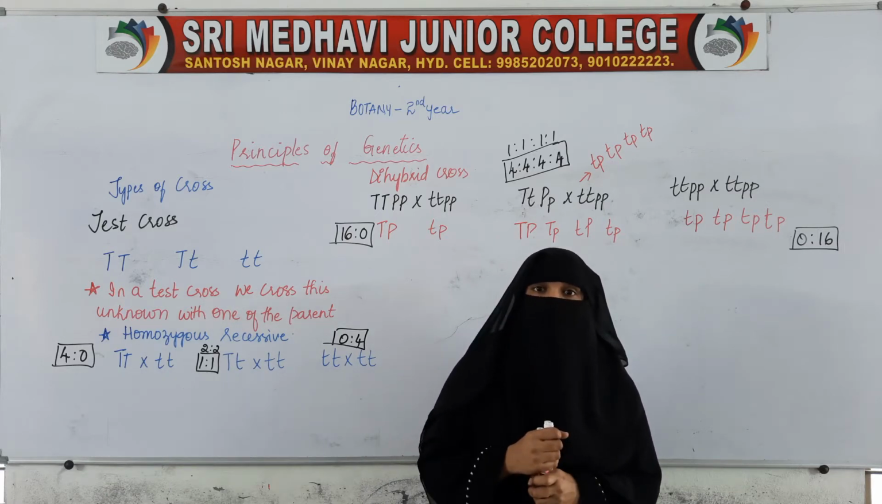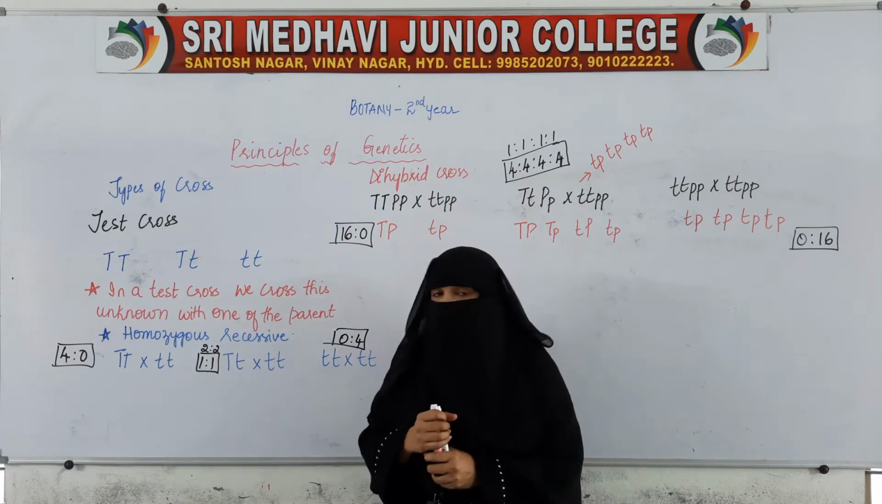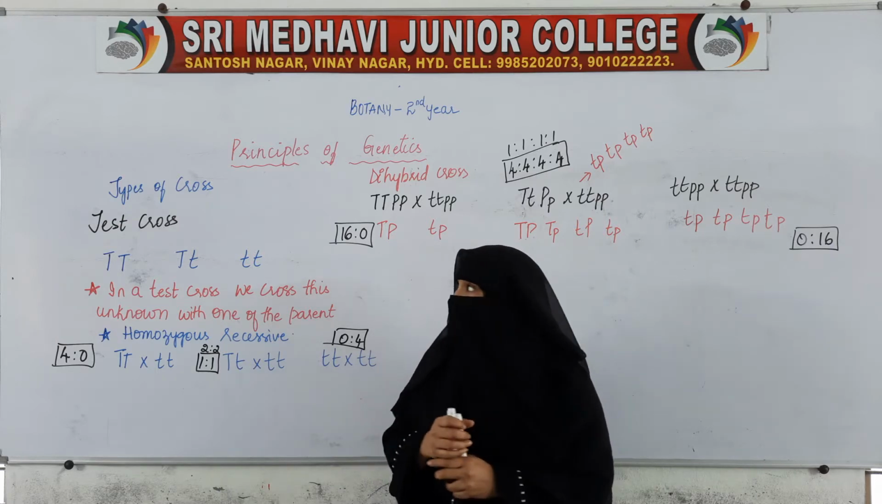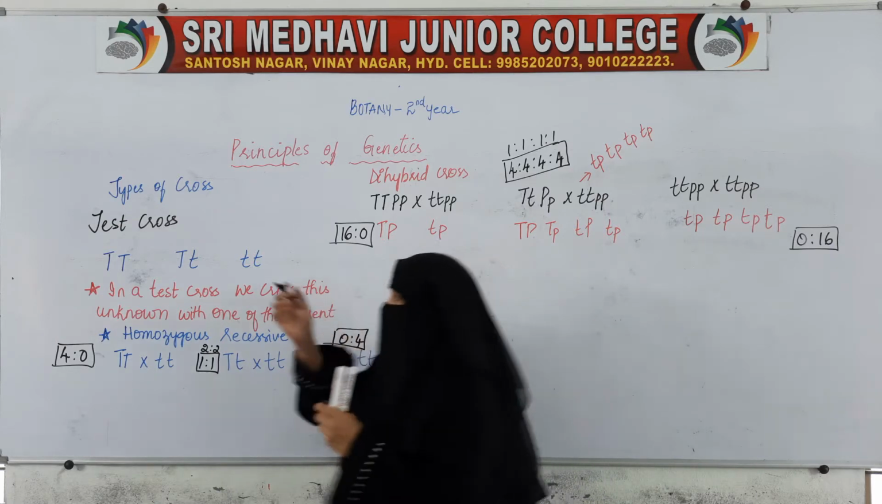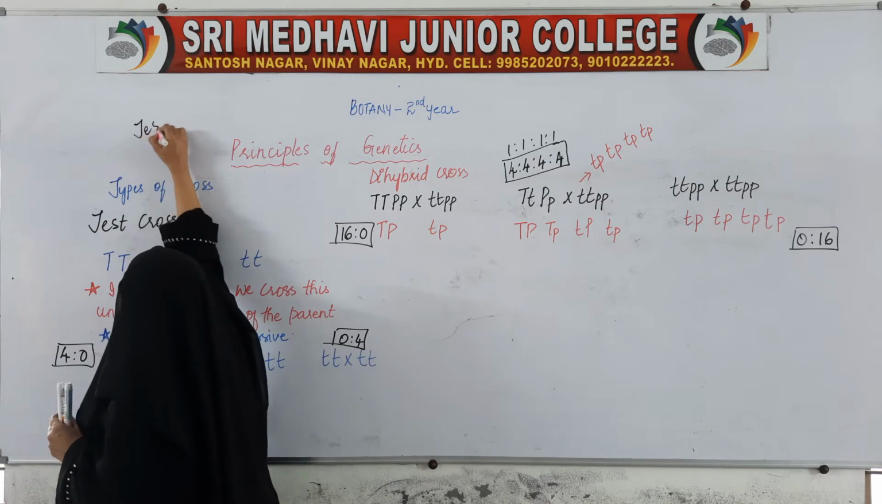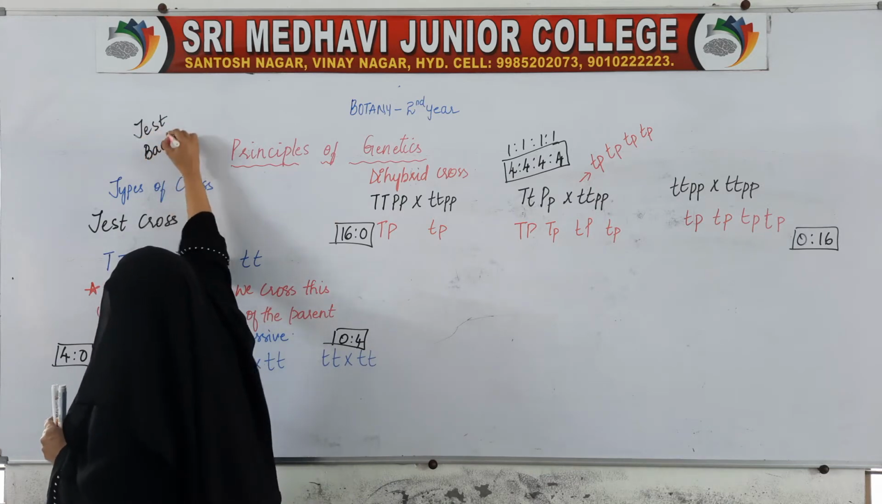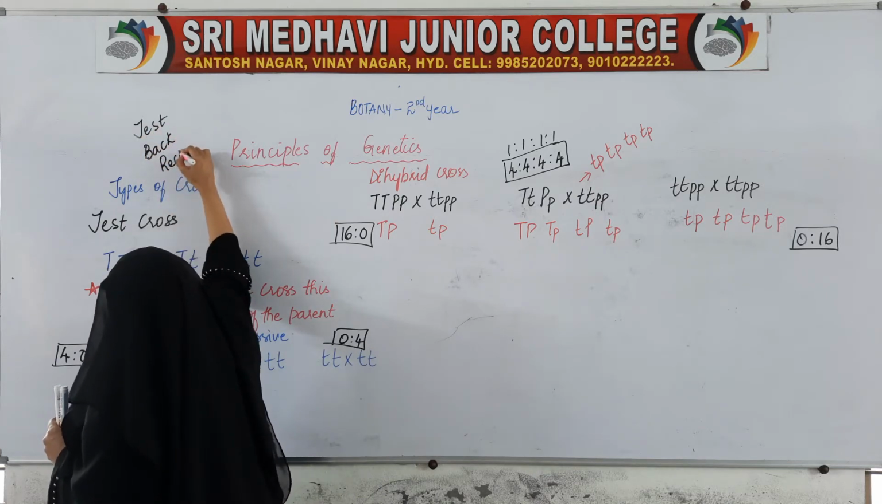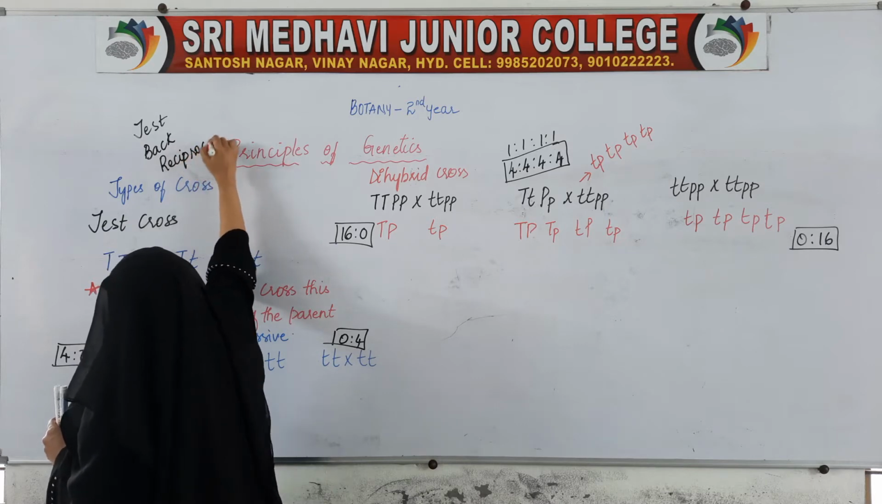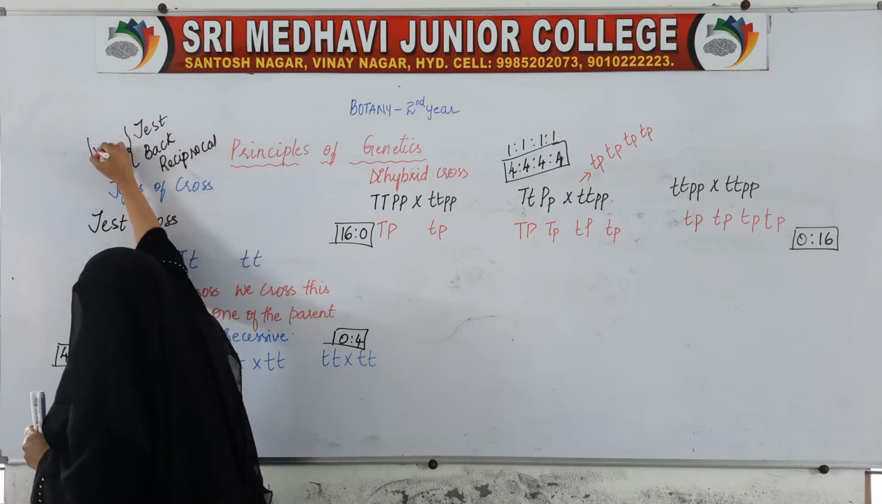We have three different types of cross. One is test cross, another is back cross, and then we have reciprocal cross. These are nothing but the types of cross.